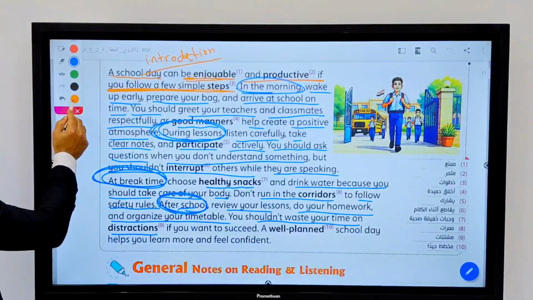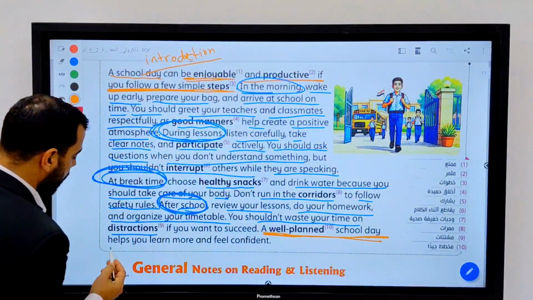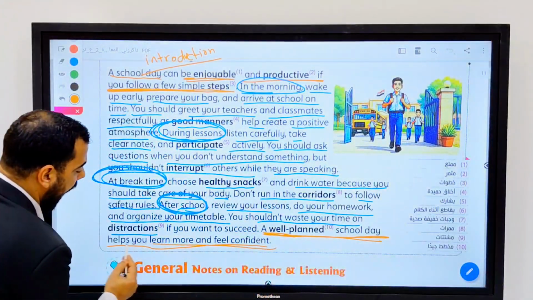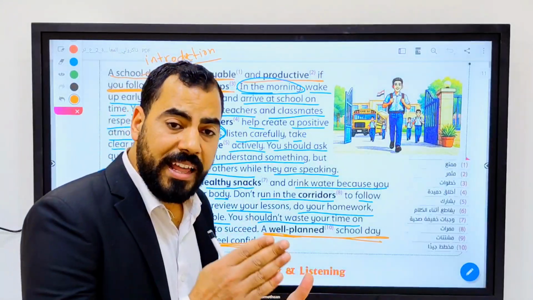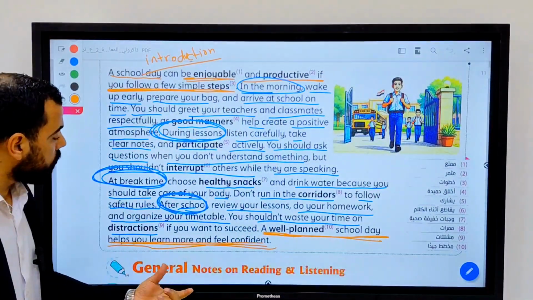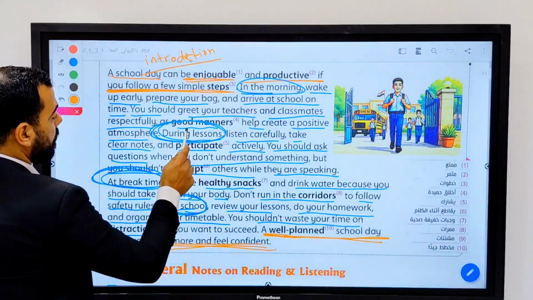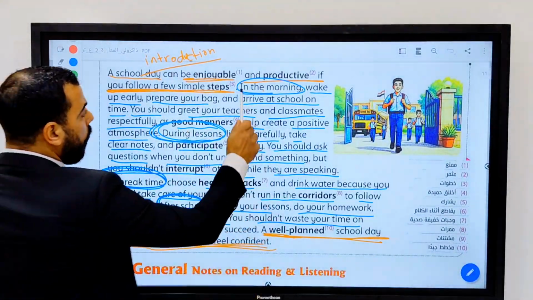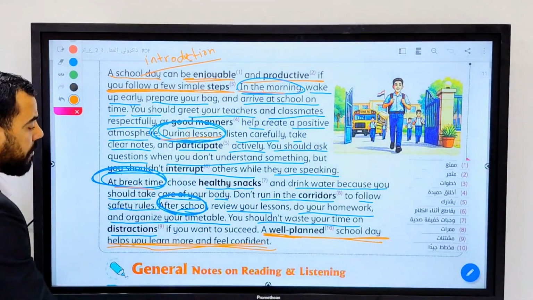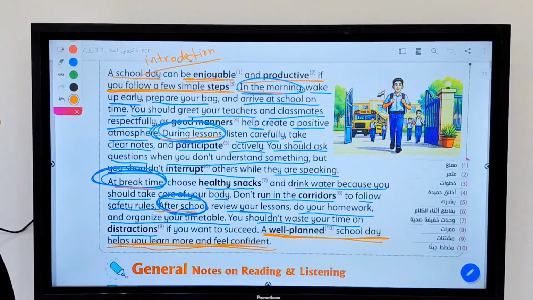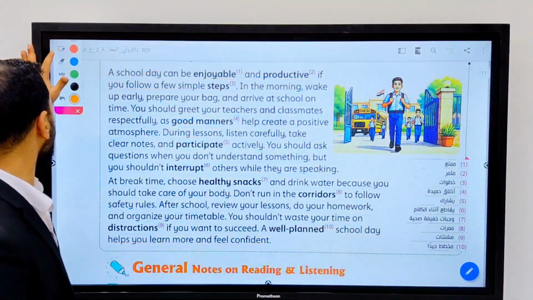So let's go to the conclusion. This is the conclusion. A well-planned school day, the school day that you plan very well, helps you learn more and feel confident. So we have 4 periods of the day. Number 1, in the morning. What should you do? During lessons, at break time, and after school. Read the text well to be able to write such a text. Let's move to the next.